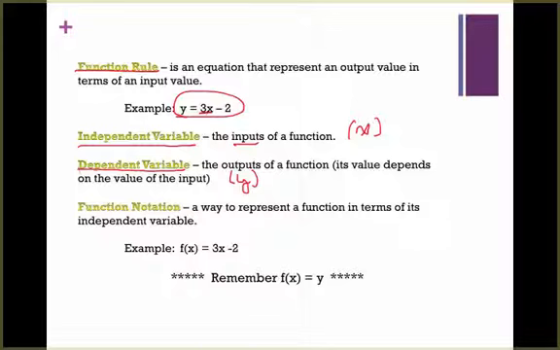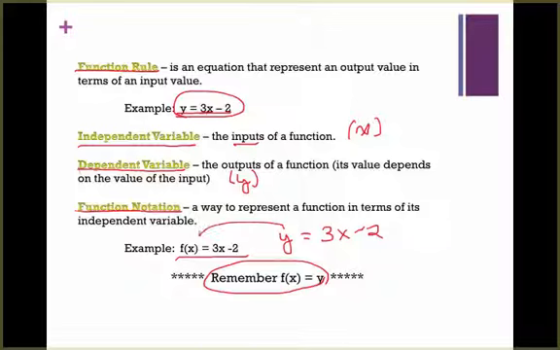Another way that we can represent those is to use something called function notation, and it allows us to represent a function in terms of its independent variable. So instead of saying y equals 3x minus 2, we could say f of x equals 3x minus 2. This is a really important concept, that f of x is the same thing as y equals. So y equals 3x minus 2 is equivalent to f of x equals 3x minus 2, because y and f of x mean the same thing.